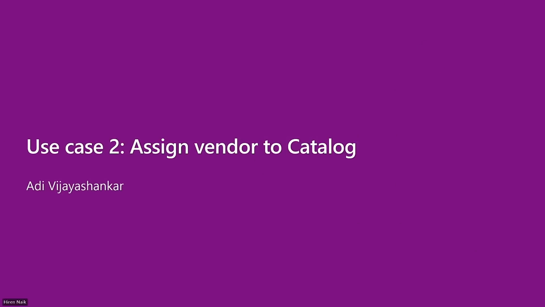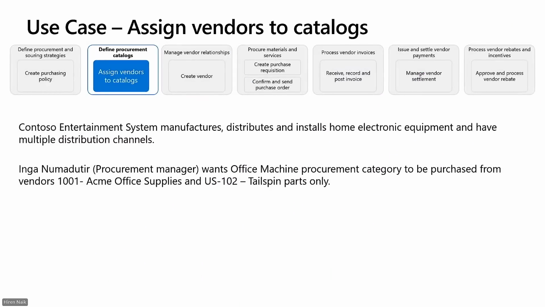Now let's look into the use case of assigning vendors to catalogs. So we have the same Contoso Entertainment System, which is manufacturing, distributing, and installing home electronic equipment and has multiple distribution channels. Inga, who's the procurement manager, wants the office machine procurement category to be purchased only from vendors 1001 Acme Office Supplies and US 102 Tailspin Parts only, right?